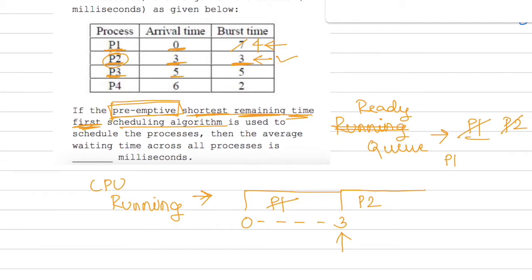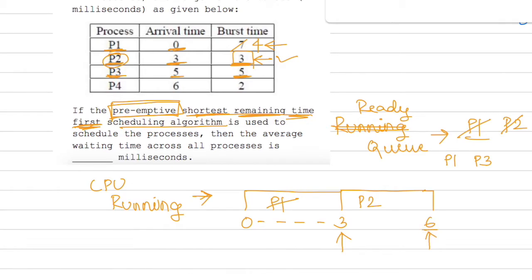At 5th second, we have P3 entering into the system. So let me write it down. P3 comes into the ready queue. However, the burst time of P3 is 5, which is less than the P2's burst time. So P2 will keep on running until it gets exhausted. So total 3 seconds required. So 3 plus 3 is 6. So P2 will run till the 6th second.